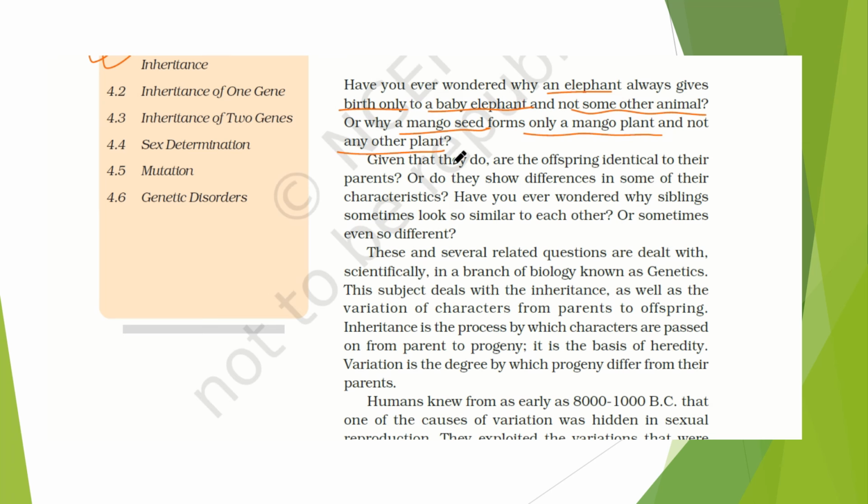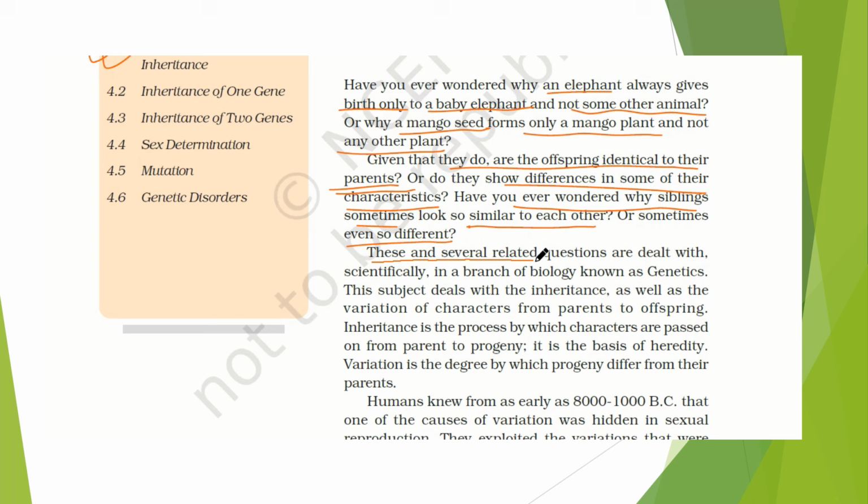Given that they do, are the offspring identical to the parents? Whatever the parents are, the kid should be identical to the parents. Do they show differences in some of their characteristics? Have you ever wondered why siblings look similar to each other? If you have brothers and sisters, you will see that you are mostly similar to each other, or even so different. Why are you not so similar? Why are you different, having different characters, though you look similar? So there are similarities and differences in our characters as well as in our external features, right?